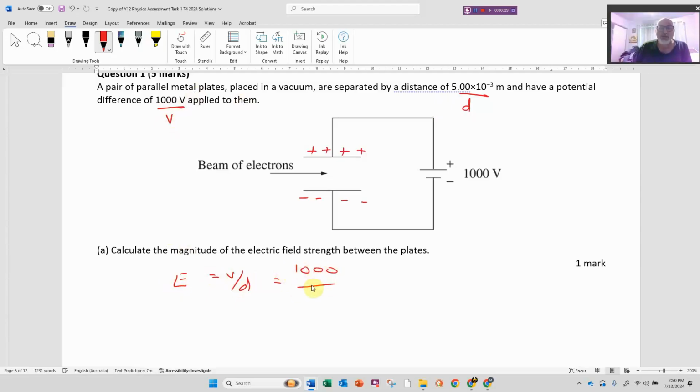It's 1,000 over the distance separating plates, which is 5 by 10 to the negative 3 metres, which is equal to 2 by 10 to the power of 5 volts per metre. I don't know why I wrote a W. We'll just scratch that. 2 by 10 to the 5 volts per metre. Next part.